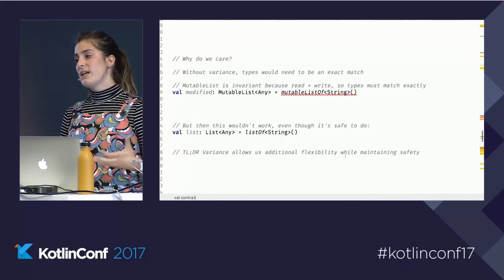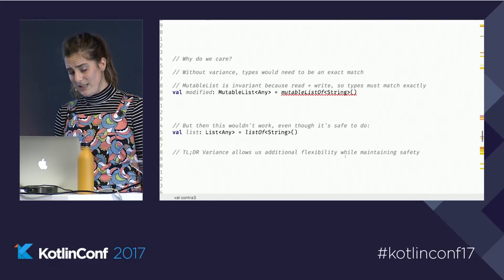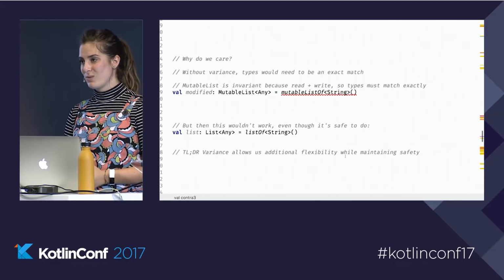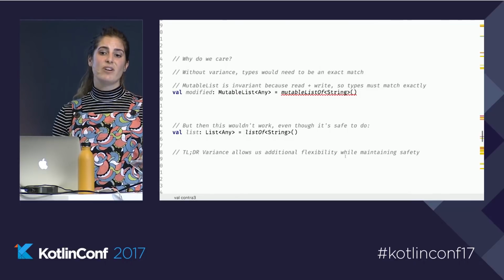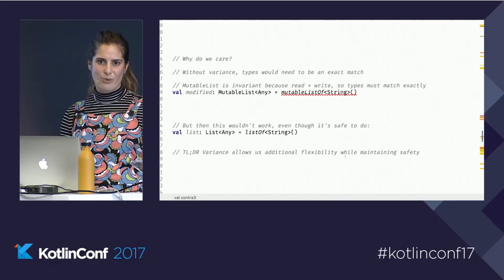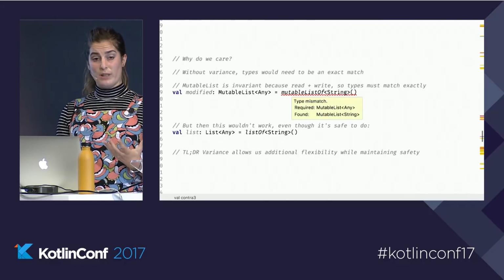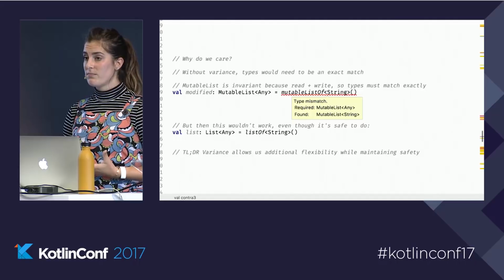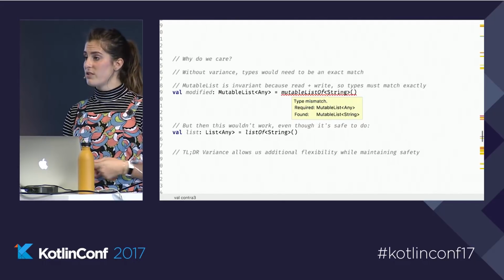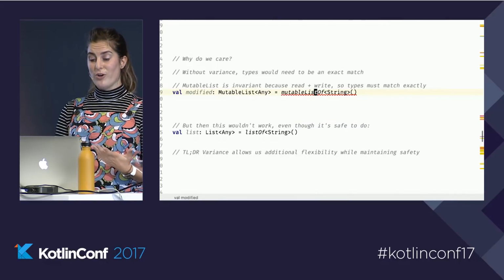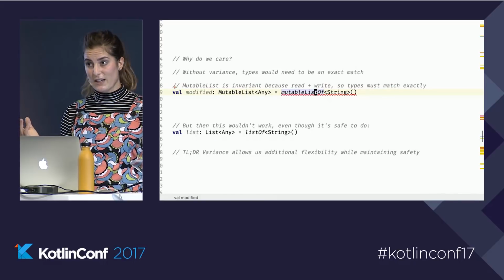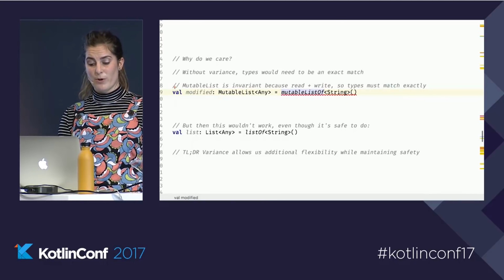OK, so getting to that point of why we even care about any of this. Well, without variance, the world wouldn't be a really good place to work as a developer. The reason would be that everything would have to match exactly, and that's tedious and boring, and probably not how you want to write code. So MutableList is something that is invariant. The reason for this is that we read from it and we write to it, and so we're using it in both the consuming and producing positions. Now, you'll notice that if I have a MutableList of String, and I try to assign it to a MutableList of Any, it's not going to work. It's going to tell me that that's not acceptable.